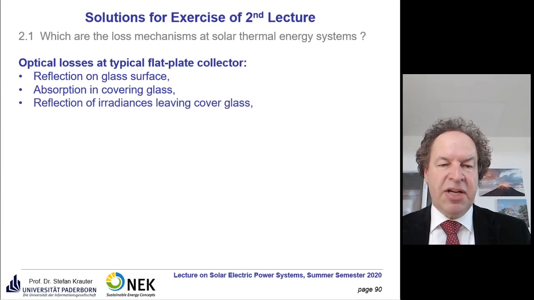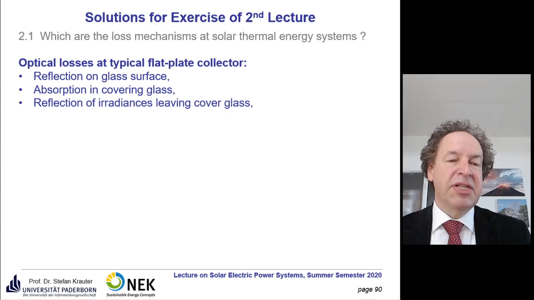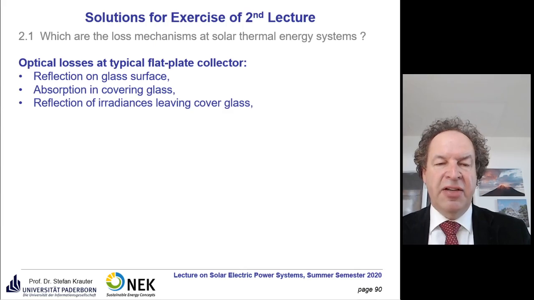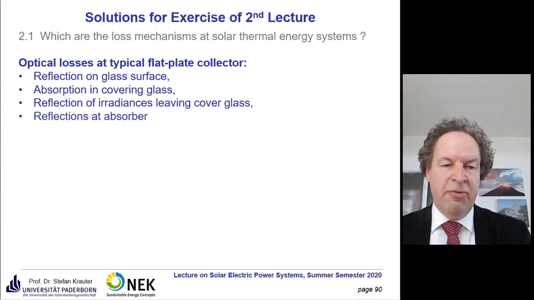And we have reflection of irradiance leaving the cover glass. This is both 4%. So we have reflection on the glass surface 4%, absorption 2%, and the reflection of irradiance on the interface from the glass to the air again, 4%. Reflections at the absorber, I think it was 6% or so.